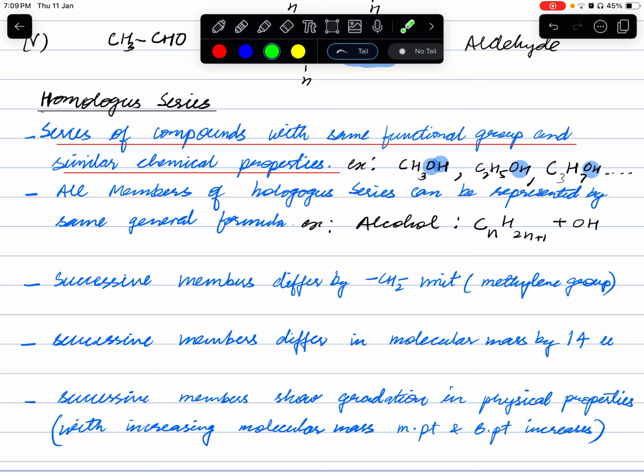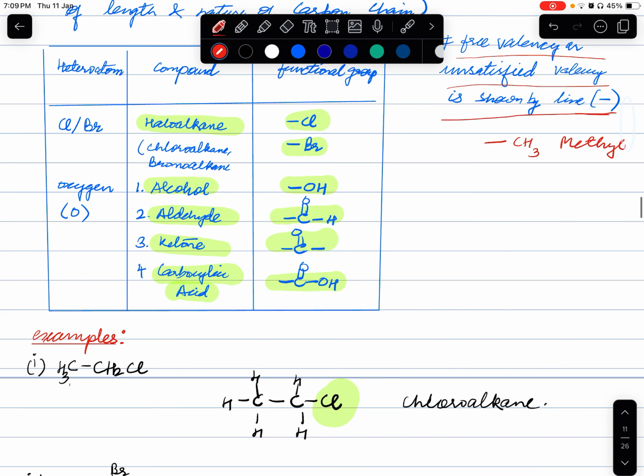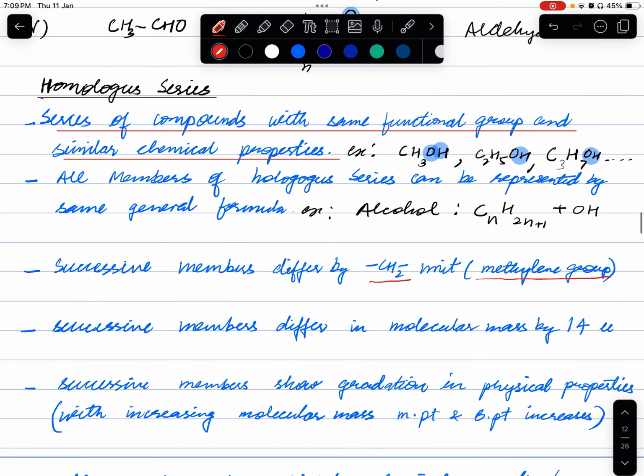Next point, successive members differ by CH2 unit. This CH2 unit is called as methylene group. Please remember, whenever we get such small terms, you should know what is methylene. Methylene group is nothing but CH2 unit. That means two valencies of methane are free. Two hydrogens are removed. Remember, when one valency is free, it is called as methyl group, but when two are free, it is called as methylene group.